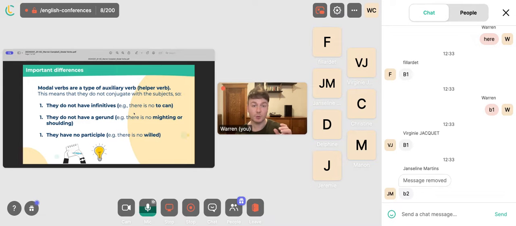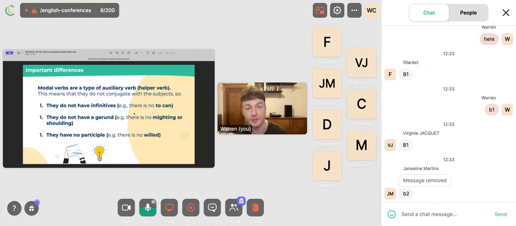Generally speaking, we don't really add to after a modal verb, but we have some expressions where it's possible, for example, I have to do something, I need to do something. But generally speaking, like would to, can to, must to, we don't say that. So no infinitives with modal verbs.